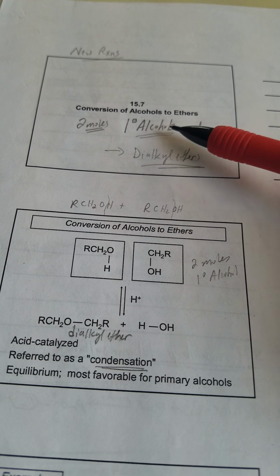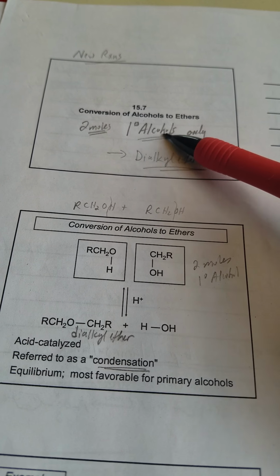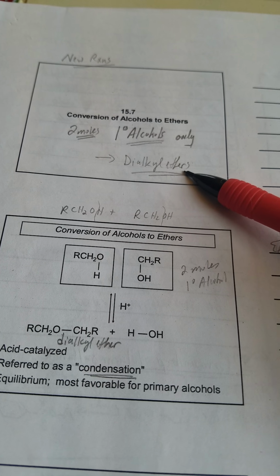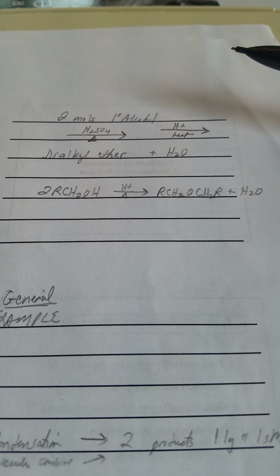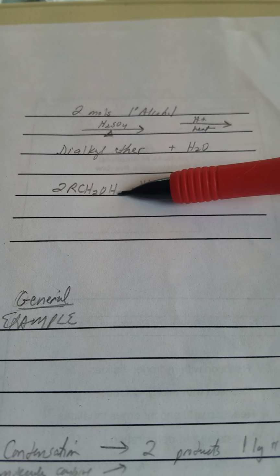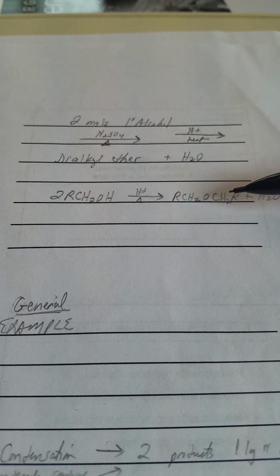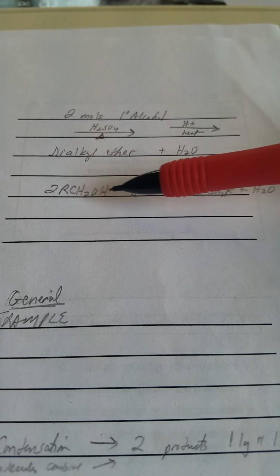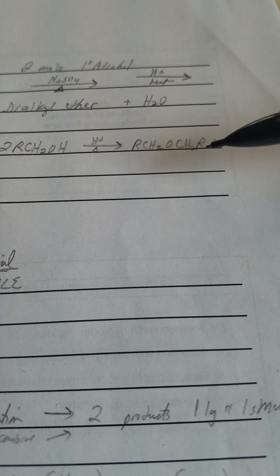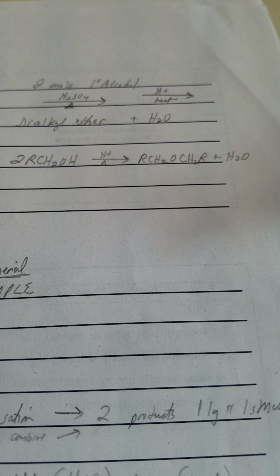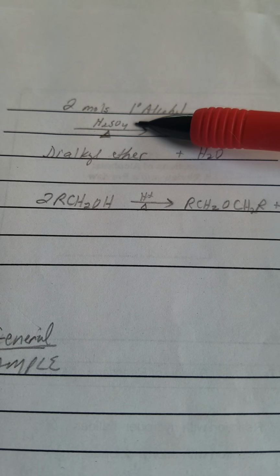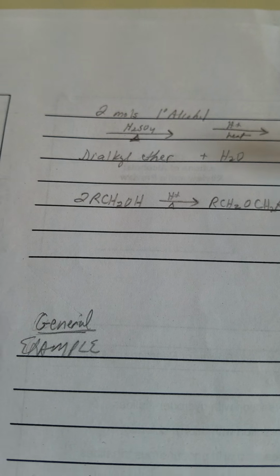So both R groups are going to come from the same alcohol, so both R groups on either side of the oxygen in the ether are going to be identical. So in this particular case, if I have 2 moles of this particular alcohol, then this functional group is going to be on one side of the oxygen. You'll have an additional one on the opposite side as well. You do use an acid catalyst in this process in the presence of heat.